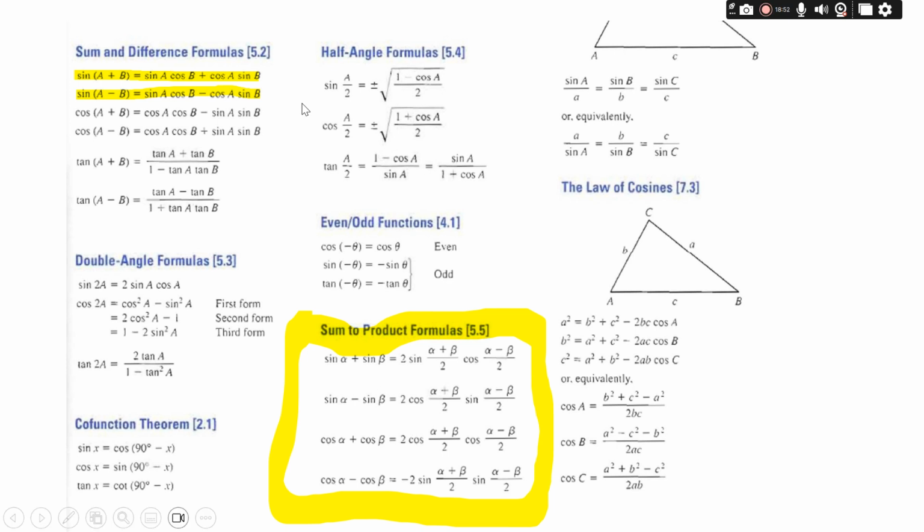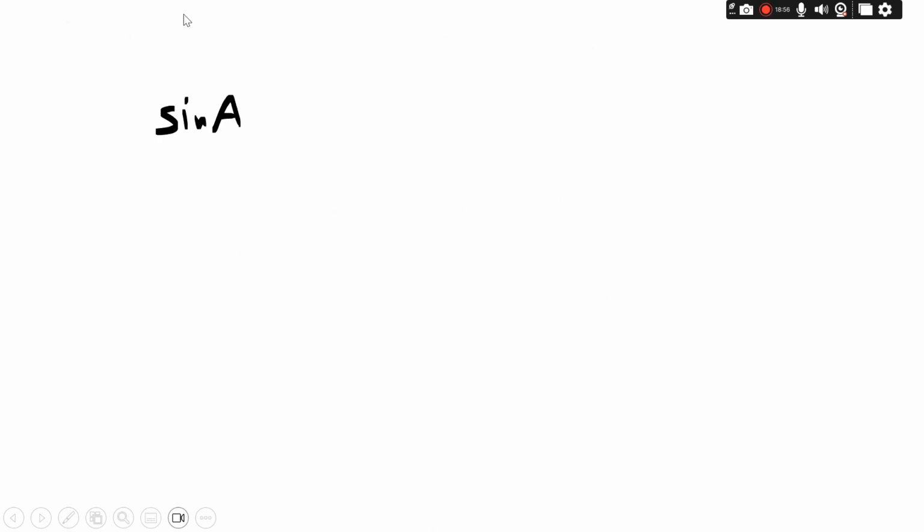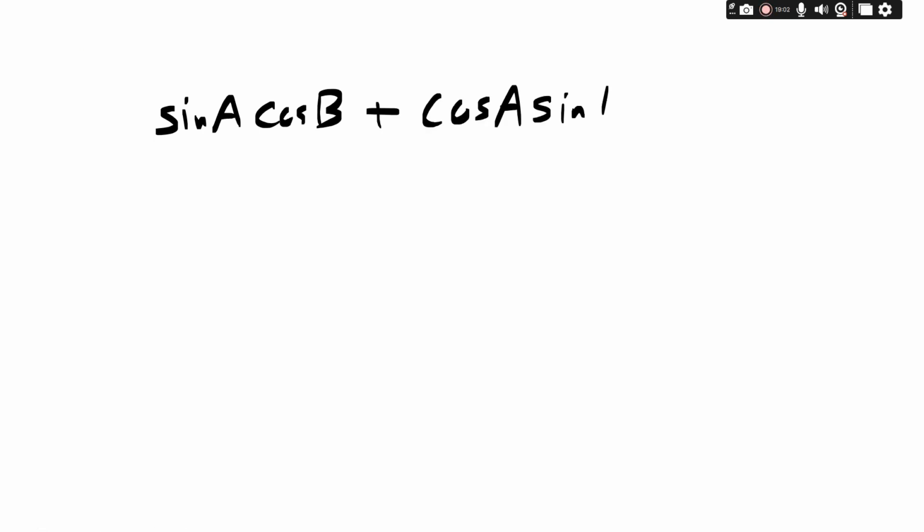So I'm going to write the top one as sine of A cosine B plus cosine A sine B. And that's the equivalent to the addition formula for sine. Just kind of wrote it on the other side. Everybody okay there?